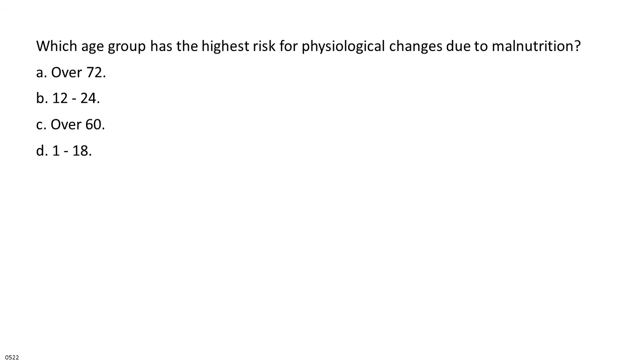Which age group has the highest risk for physiological changes due to malnutrition? A. Over 72. B. 12 to 24. C. Over 60. D. 1 to 18.